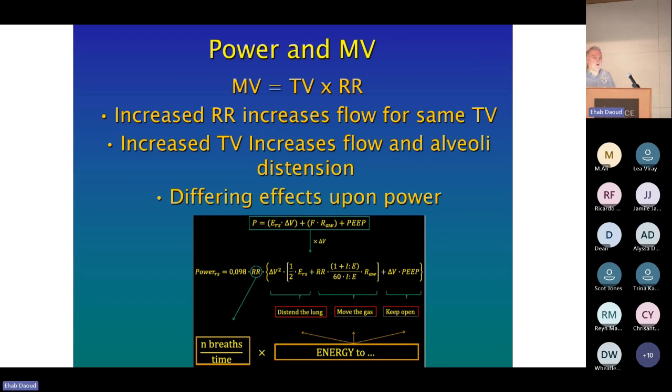Minute ventilation is the tidal volume times the respiratory rate. Increasing the respiratory rate, you have to increase the flow for the same tidal volume, and you're going to keep the same IE ratio. Increasing the tidal volume increases the flow and the alveolar distension. These will both have differing effects on power, even though there can be different ways of maintaining the same minute ventilation. So that's kind of obvious to me, and I think to most people. The respiratory rate is a double whammy because you increase the flow rate and you increase the pressures caused by flow.